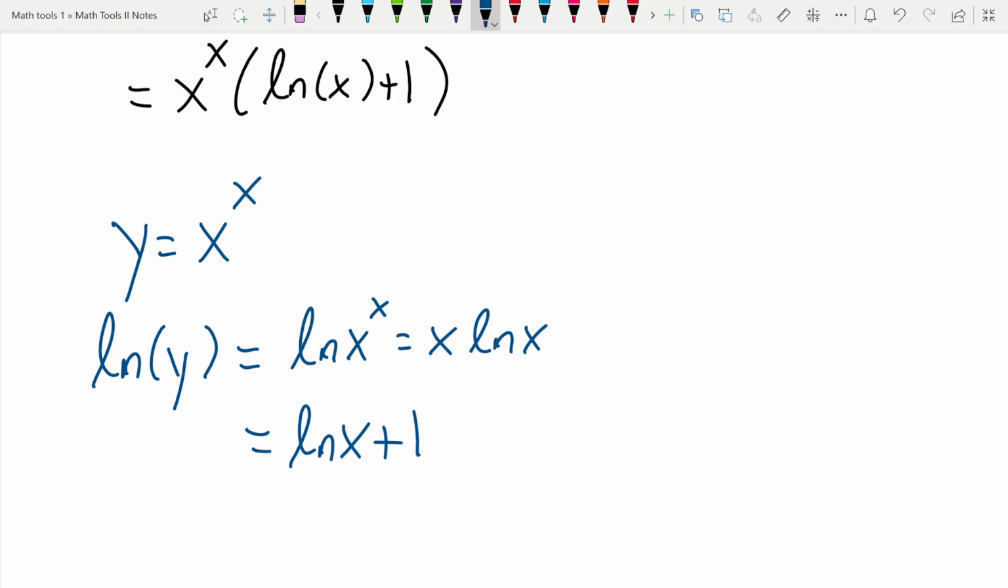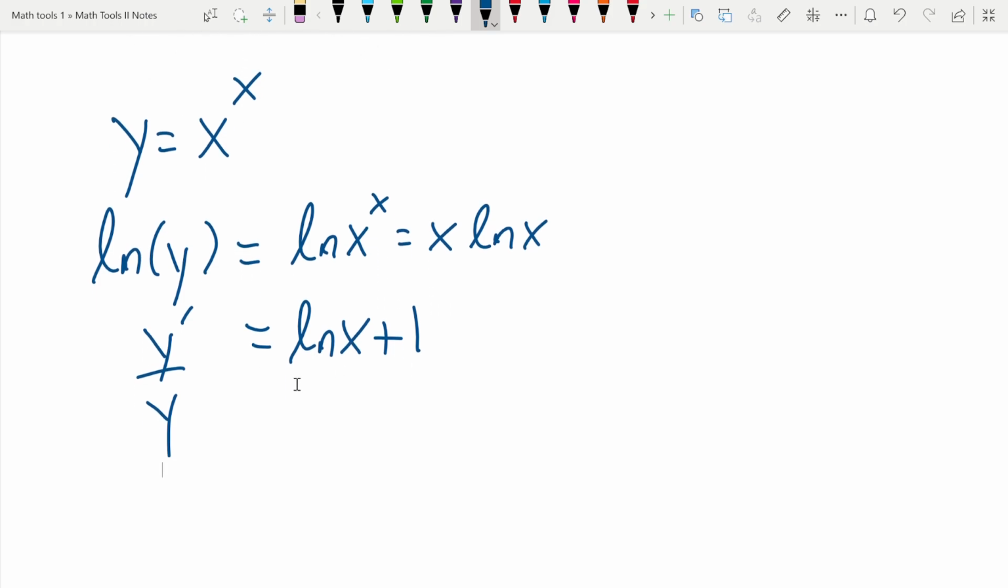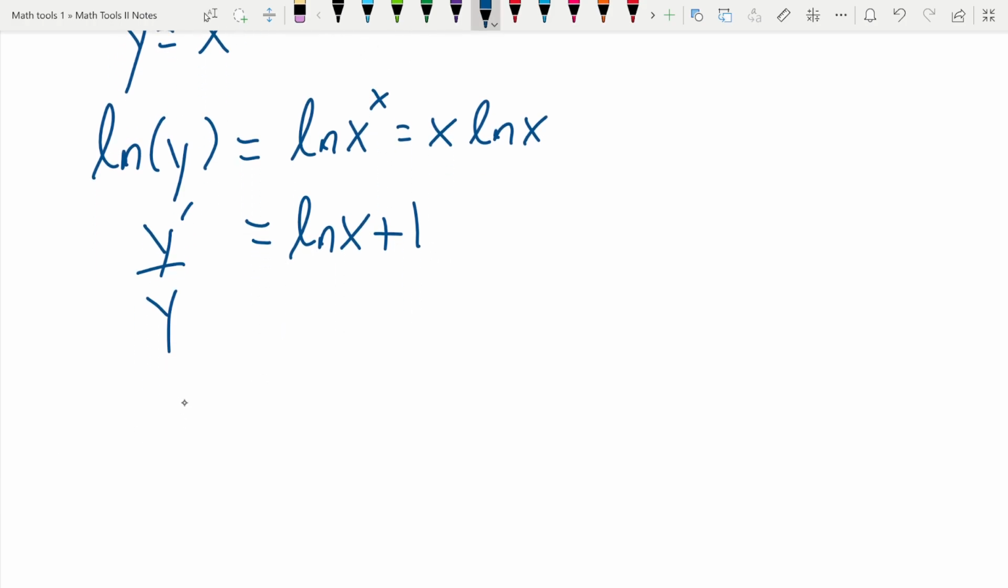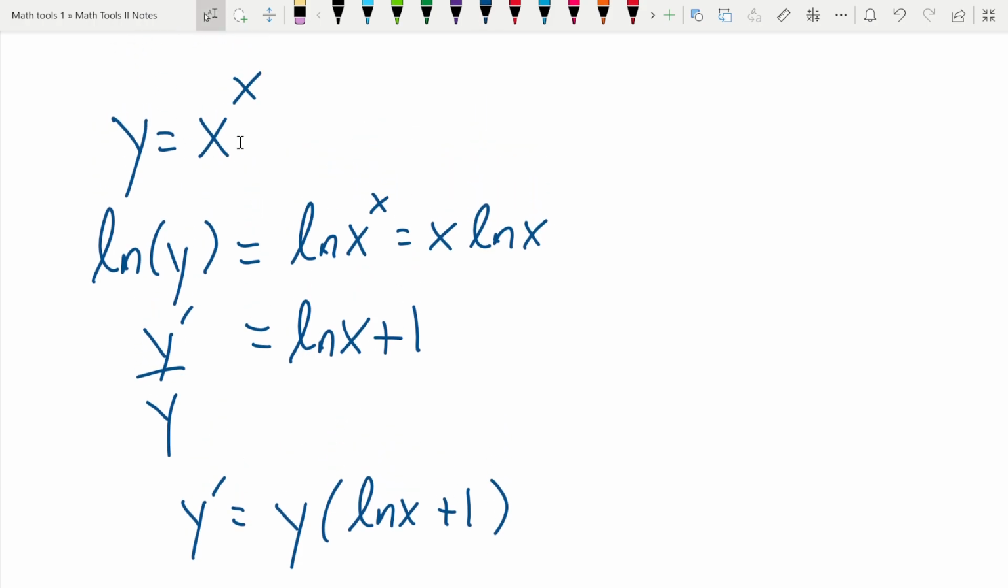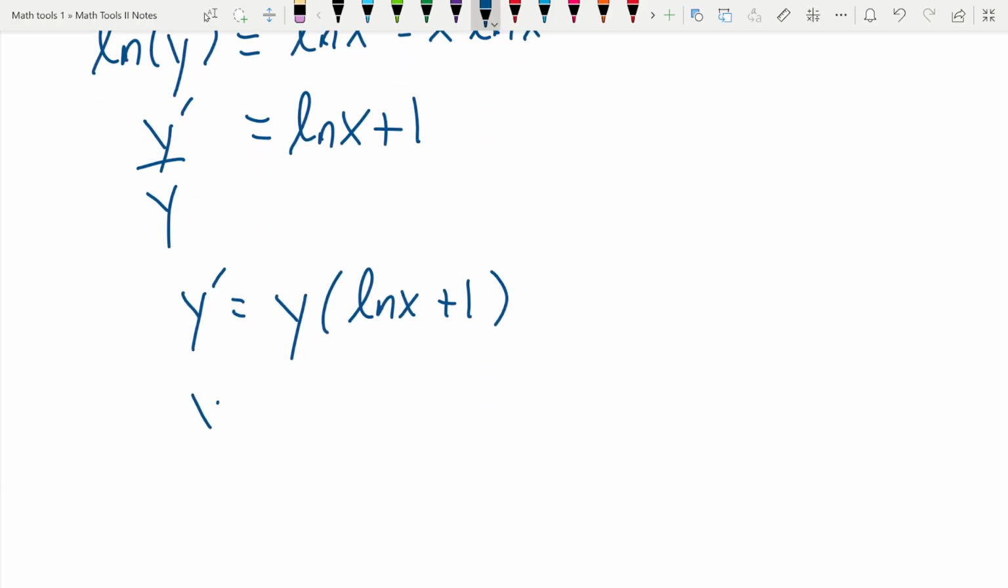The left side is again using implicit differentiation, which will actually be the next video topic. So again, getting a little bit ahead of ourselves, but this is going to be y prime over y, and we'll show that in the next video. So then we would multiply both sides by y, and y is just equal to x to the x, as stated in the original problem. So we get y prime equals x to the x, natural log of x plus 1.